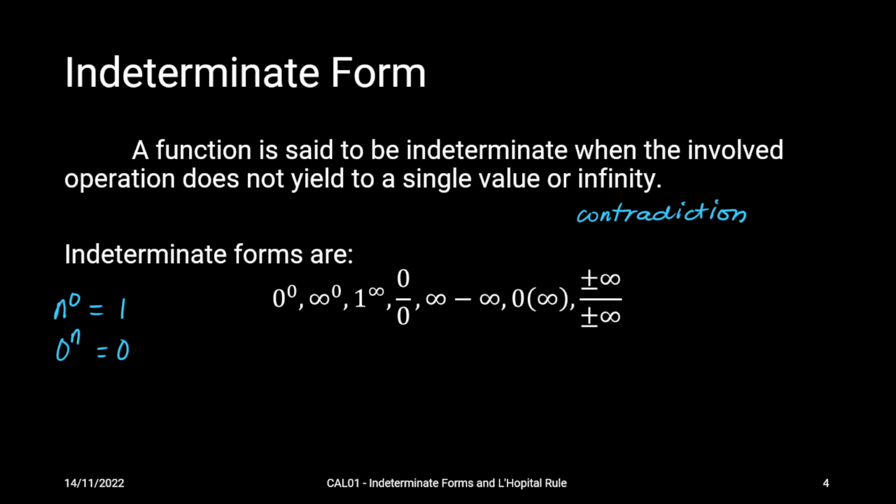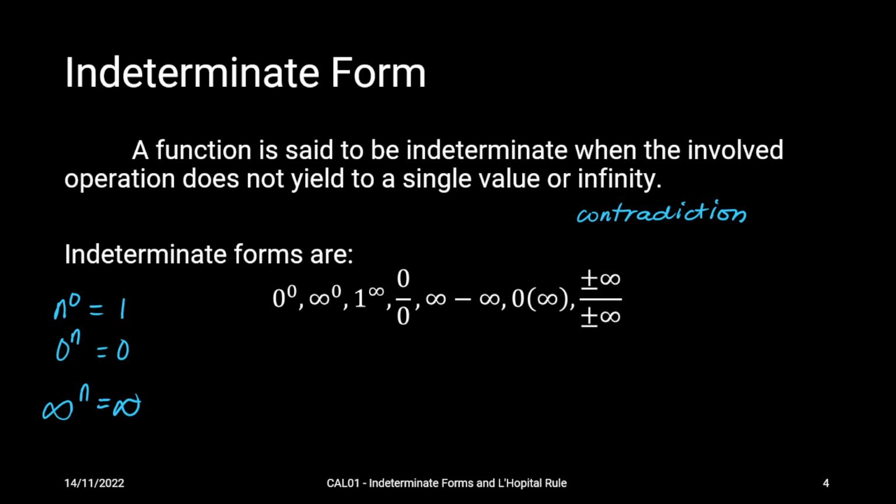Then we have infinity raised to 0. Infinity raised to n is equivalent to infinity, and n raised to 0 is 1. So we cannot tell if the answer is 1 or infinity. 1 raised to infinity is the same. 1 raised to n is always equal to 1. But a number raised to infinity is equivalent to infinity. So we cannot tell where it is heading. Is it converging towards 1 or towards infinity?